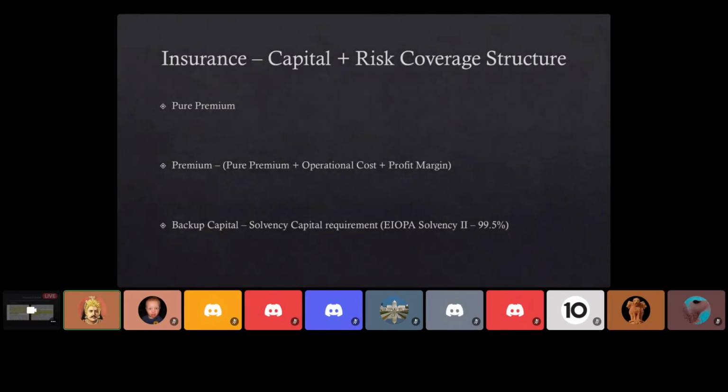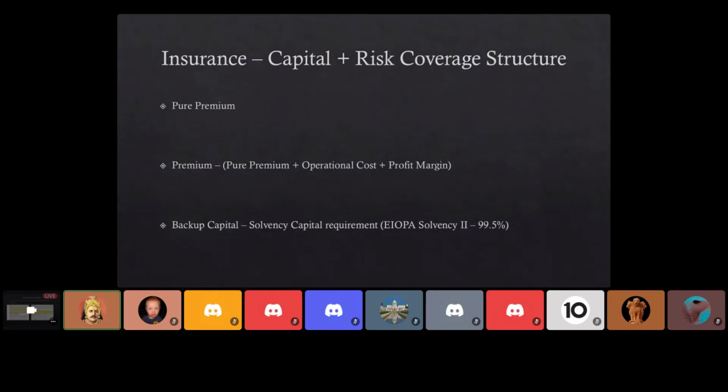But usually in both traditional insurance and also in crypto insurance, the premium that the user actually pays will be way above the pure premium. What it includes is the pure premium, the operational cost, and the profit margin. So these three will be included in the premium. Now the third thing is backup capital. For example, previously we discussed that they'll come to a conclusion that the probability of a certain risk will be evaluated.